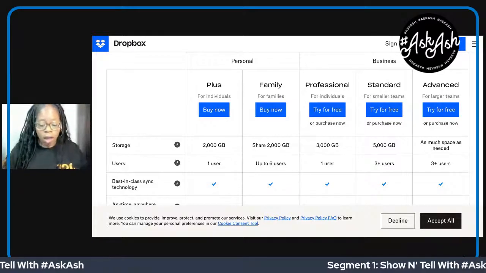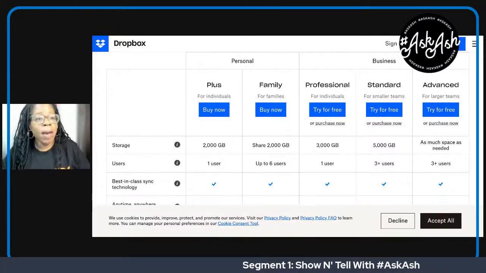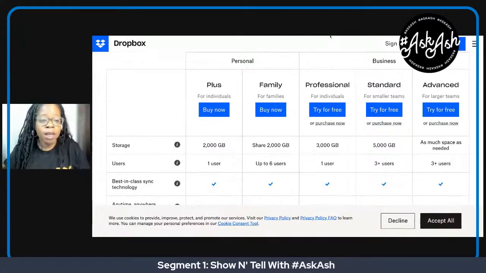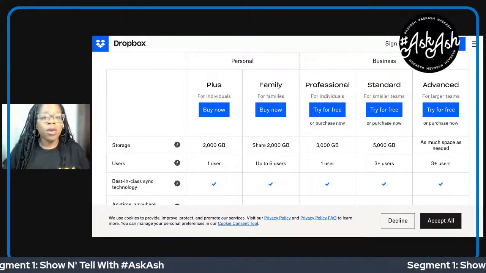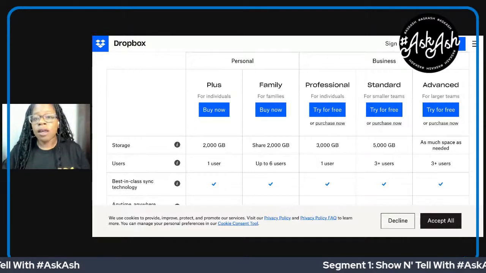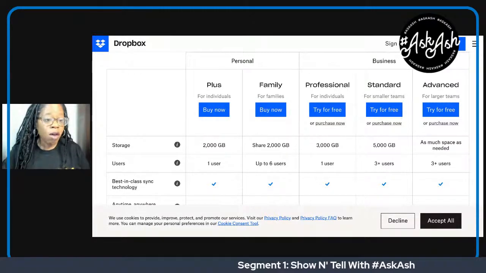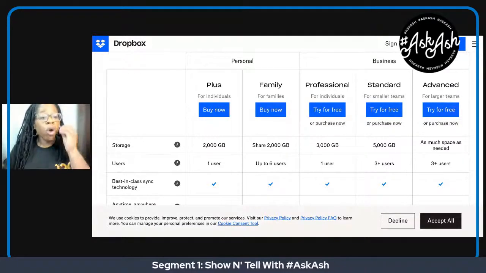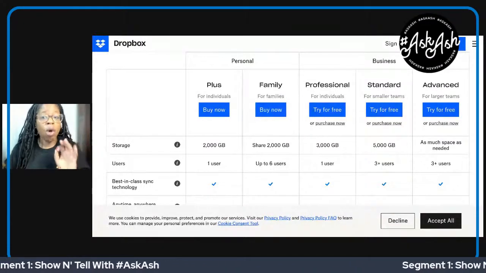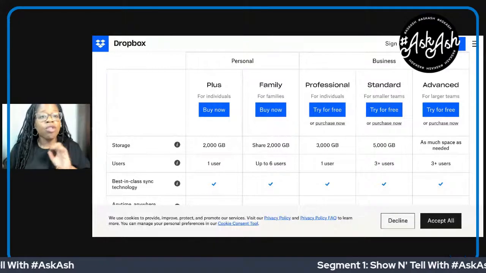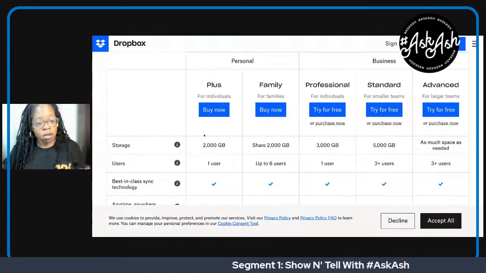Now here's the interesting fun fact about a lot of these different types of apps, whether it is ClickUp, whether it's Airtable, whether it's Google Drive, email marketing software. Storage is always going to be a factor in the price points. So always remember that. Storage will always be a thing.